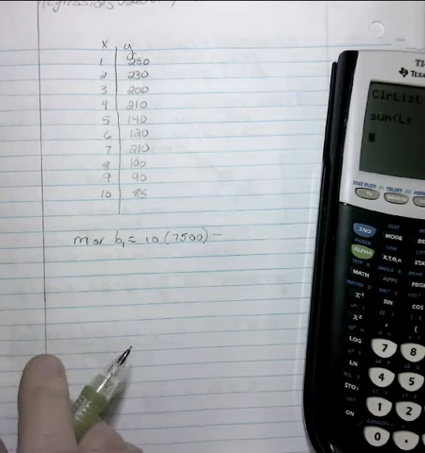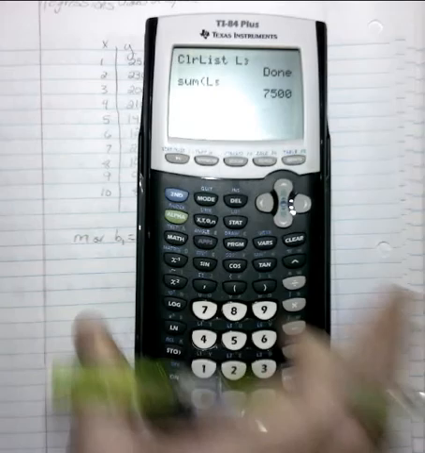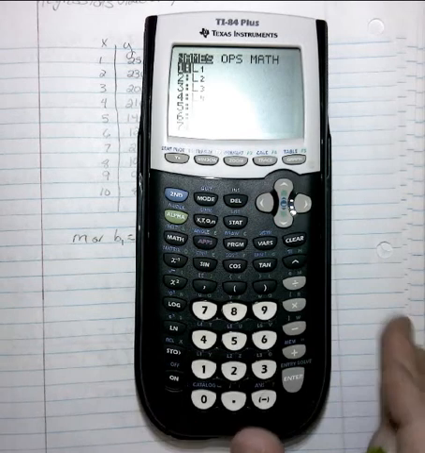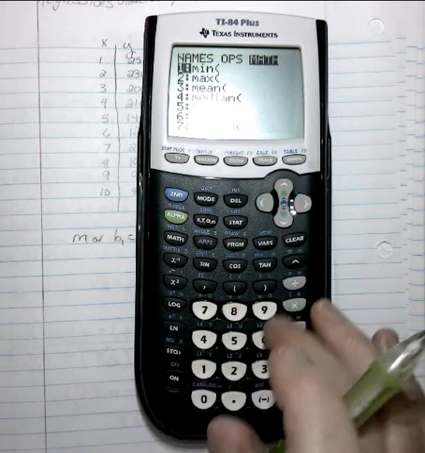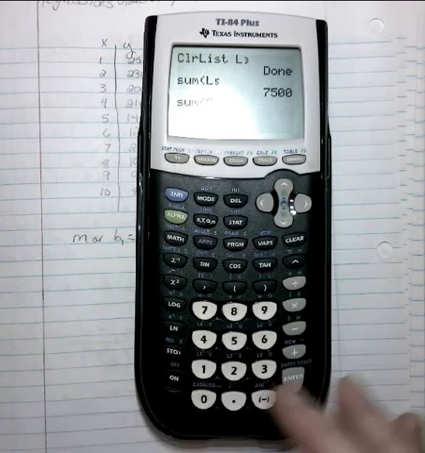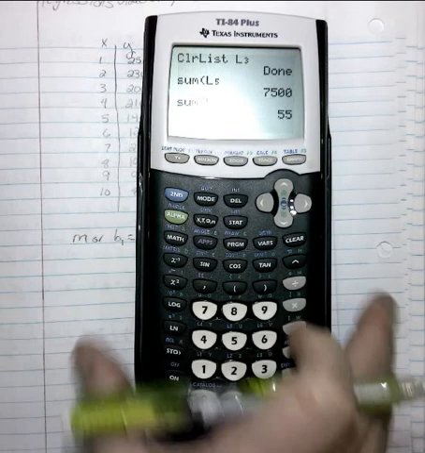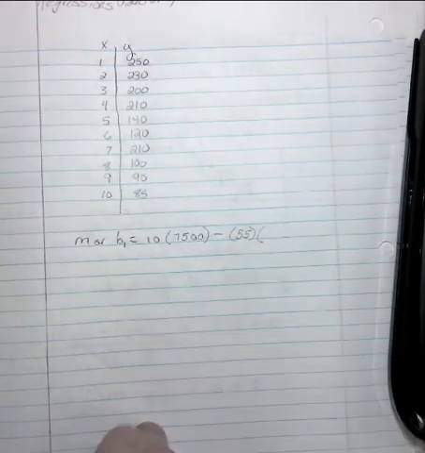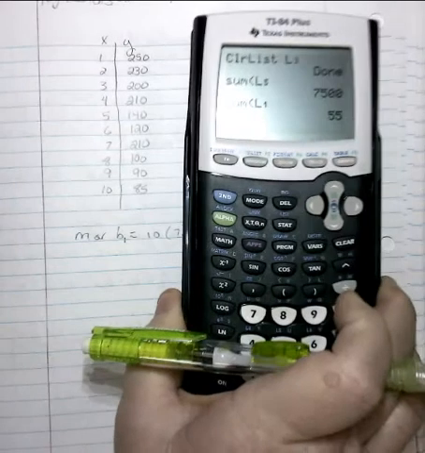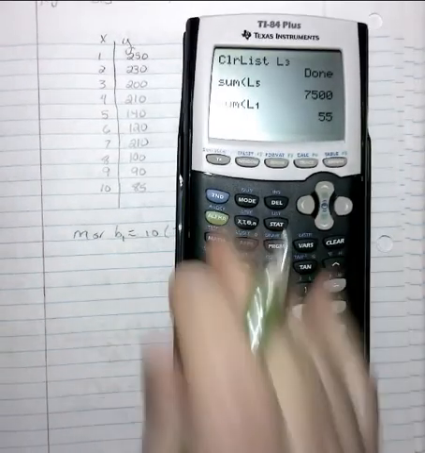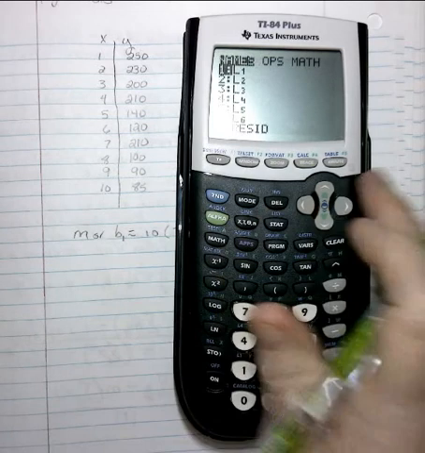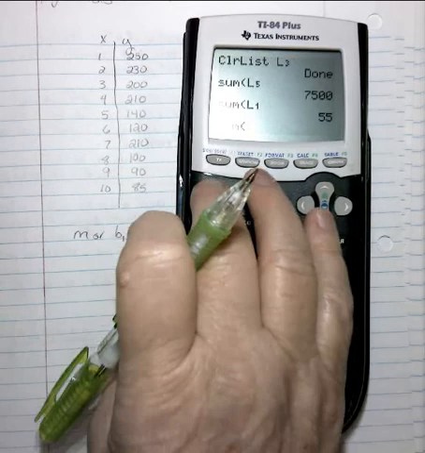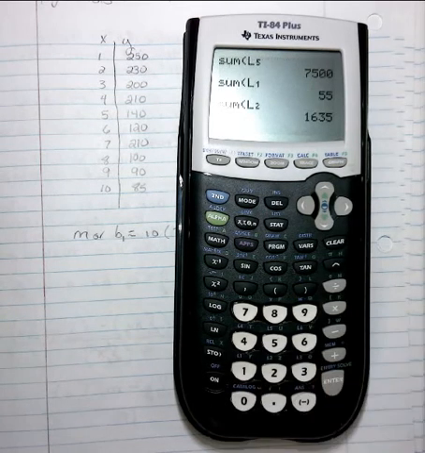Minus, we want the sum of L1. So in our calculator, we're going to repeat second and stat. We go over to math, down to choice 5, and this time we're putting L1 and enter, and so that value is 55. And then we want the sum of the y column, so that's in L2. So second and stat, over to math, choice 5, and we're doing second and L2 there to get that sum.